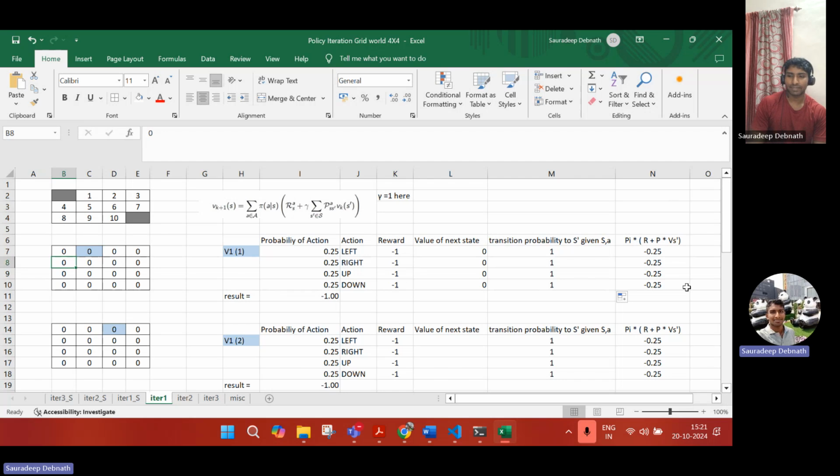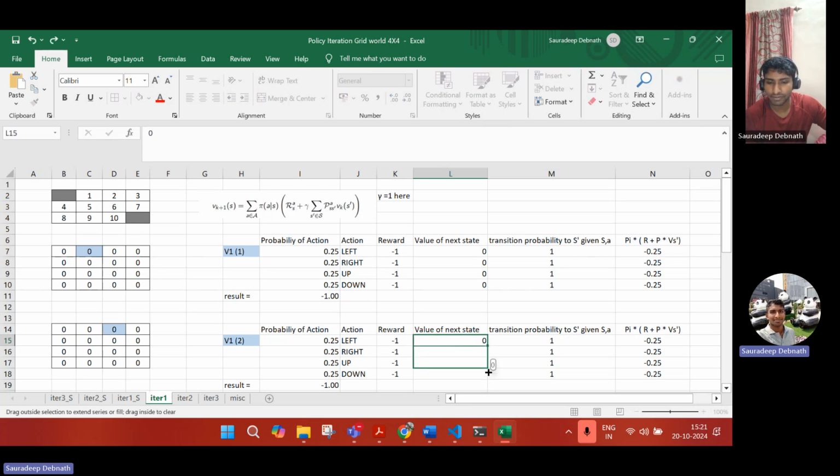So similarly, let's now calculate for state 2. This is like iteration 1 for state 2, right? Now from state 2, if you go left, the value is 0. If you go right, the value is 0. If you go down, the value is 0. If we go up, we remain at the same state, right? The value is still 0 because it's still in iteration 1. I have only updated, I haven't updated all the values yet. So let's just put these values of next states as zeros.